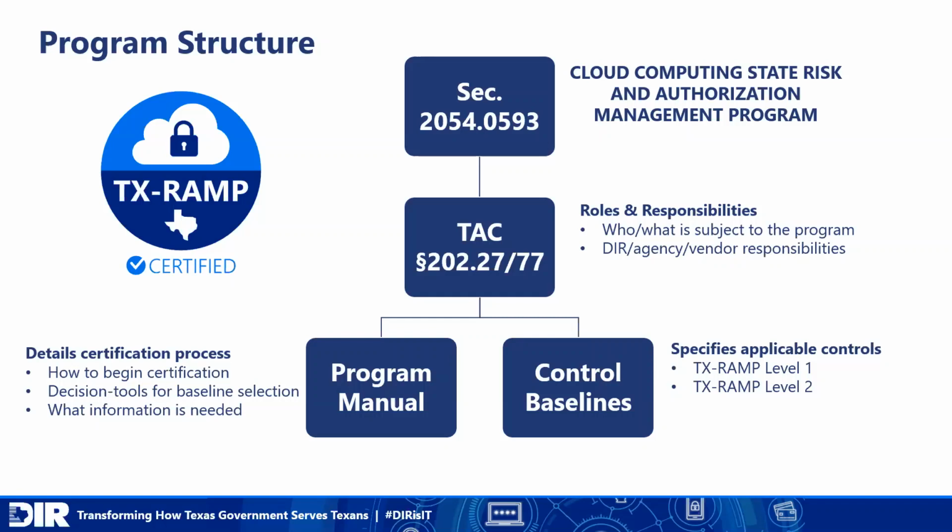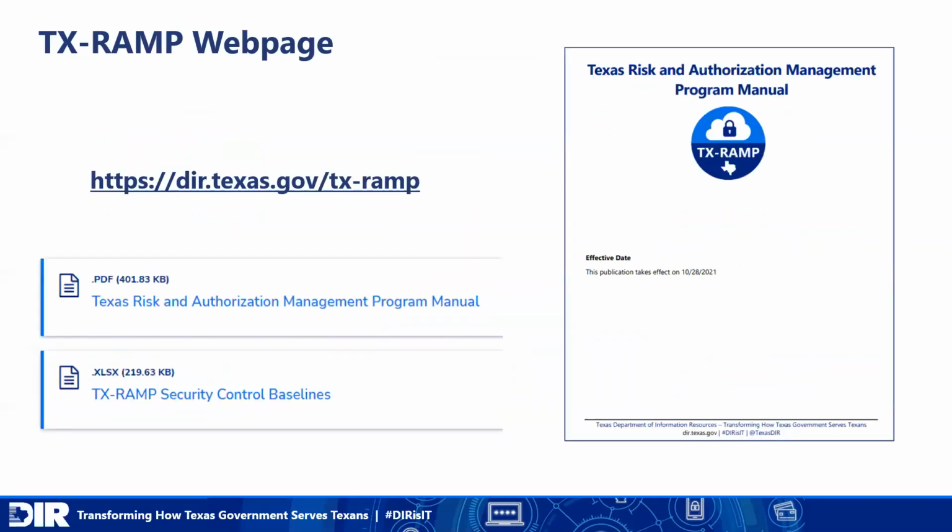And if you were to get into the nitty gritty of things in the rule, it would be a very difficult and static approach. So within the rule, we also reference the program manual and the baselines, or the security requirements for each level, that then give more detail into the program, such as how to begin this assessment request process, how to determine what level is required at a minimum for a given cloud service, and then the control baselines, as I specified earlier. As I mentioned earlier as well, we have the TXRAMP webpage at that link right there, and you will find the program manual that was recently approved by our board at that site, as well as the security control baselines.